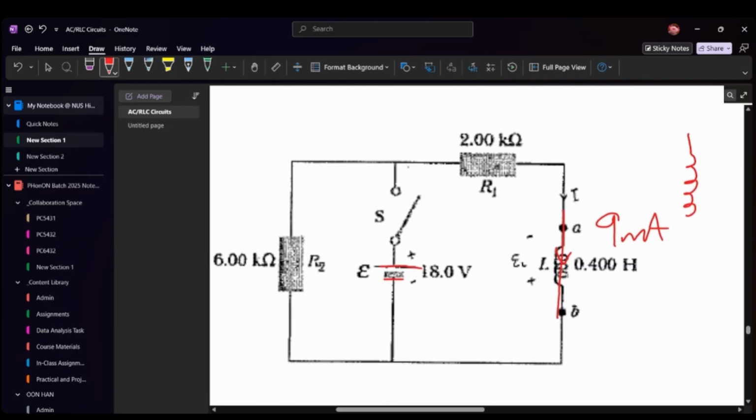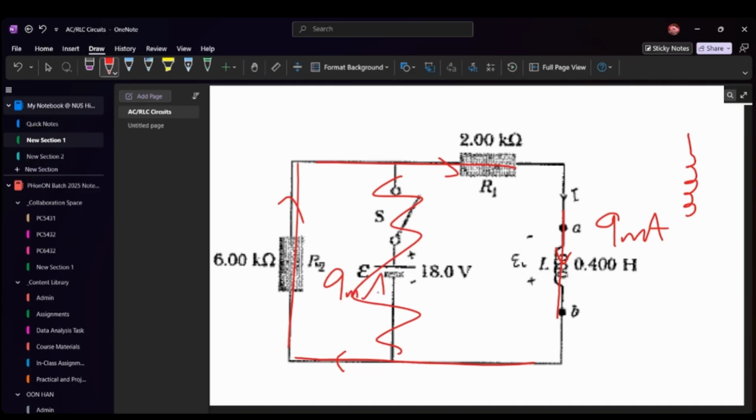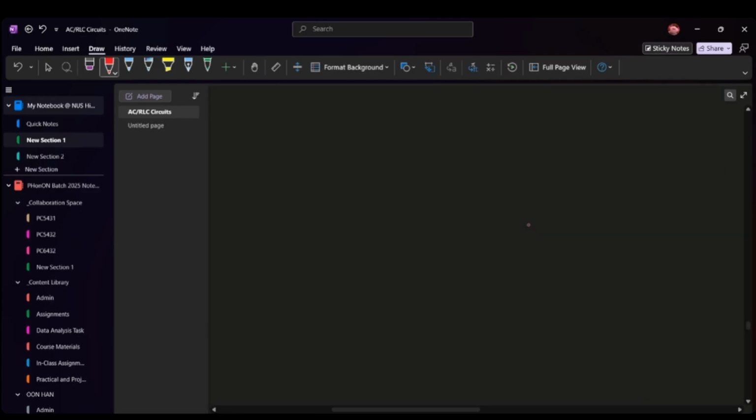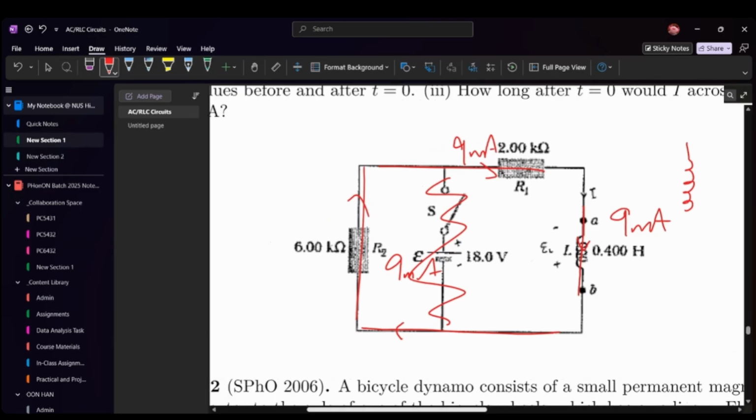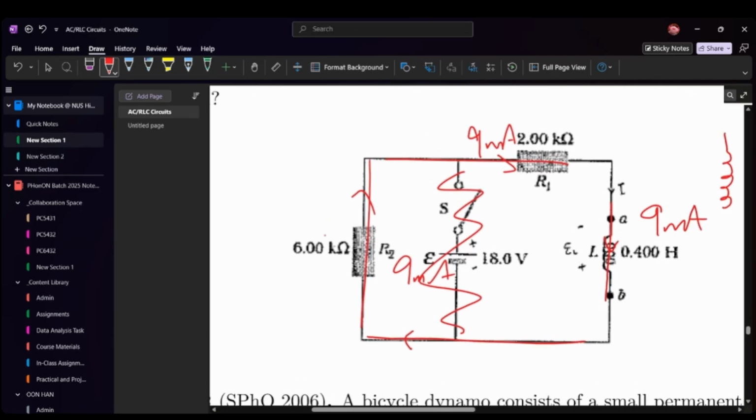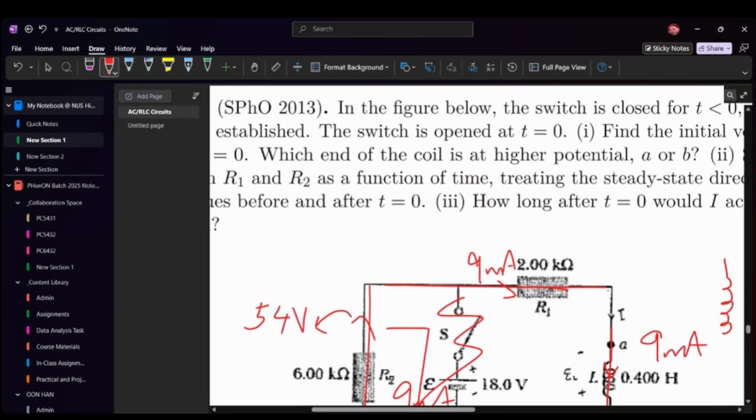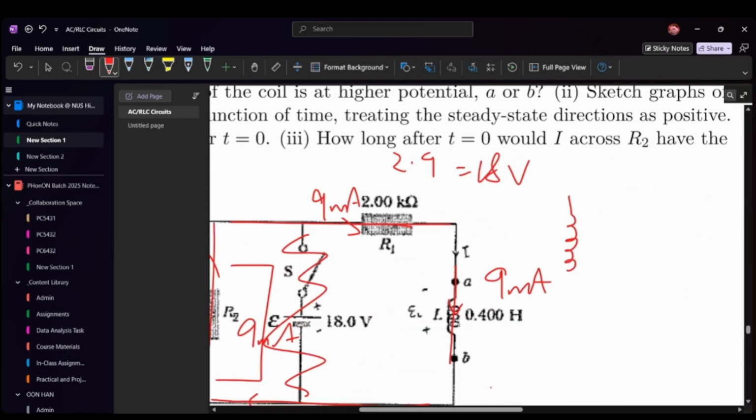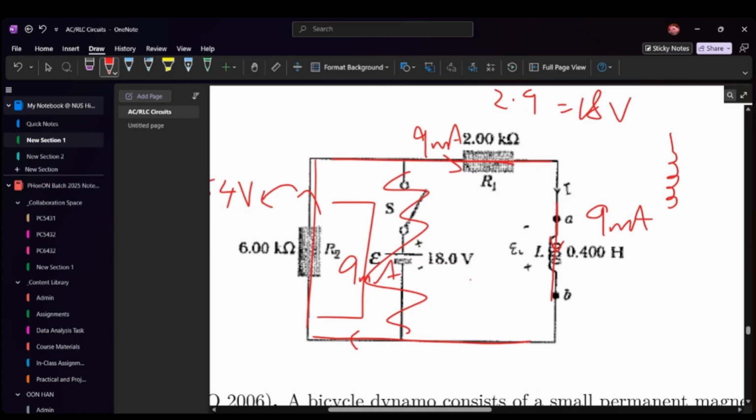And because of that, since this thing is basically gone, this and these currents are all gonna be 9 milliamps. So what does that mean? We have that the potential difference across this is 9 times 6, which is 54 volts. And the potential difference through this resistor here is 2 times 9, which is 18 volts. So what does that mean here? Since this whole loop no longer has a battery, the total potential difference across here must sum to 0.